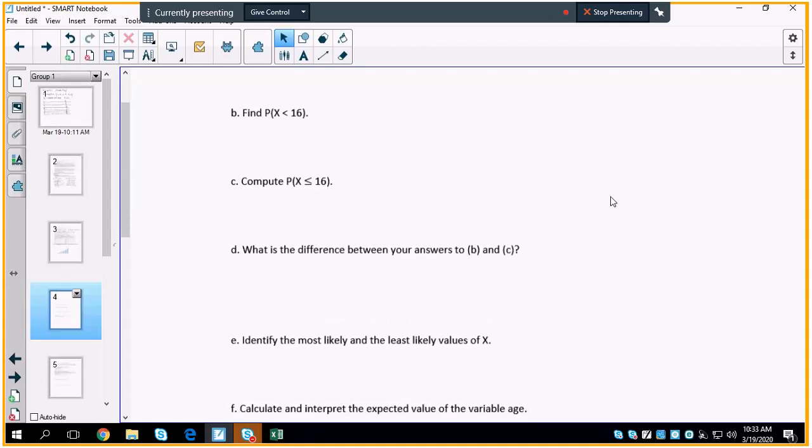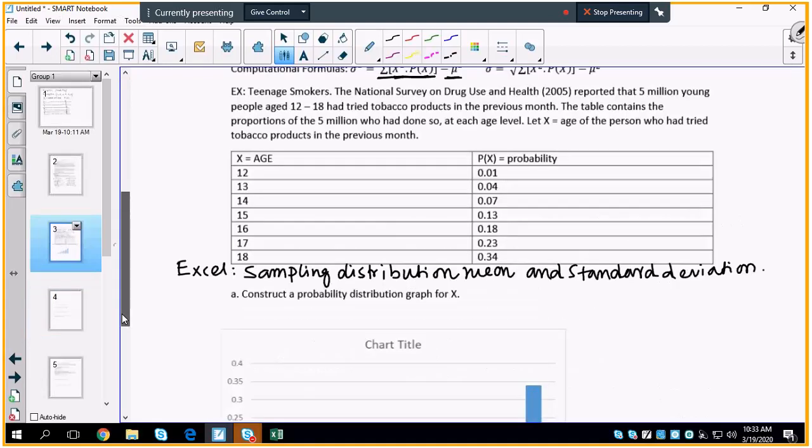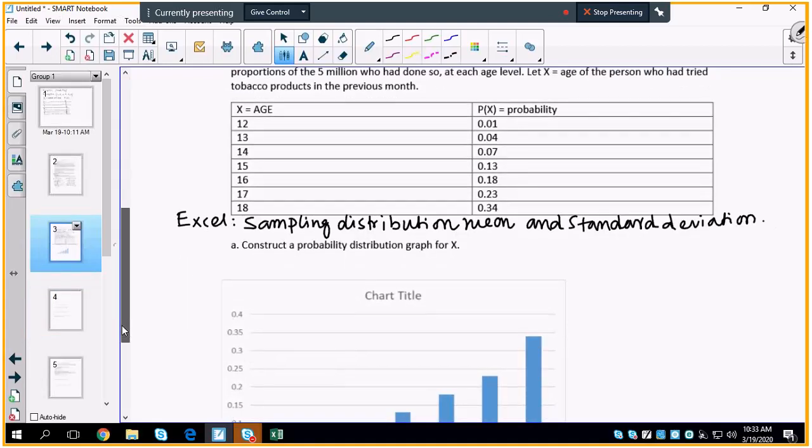The second problem is asking me to find the probability that the random variable will be less than 16. What does it mean in practice? It is the probability that someone who is under the age of 16 is going to use tobacco products. So under the age of 16 means age groups 12, 13, 14, and 15.